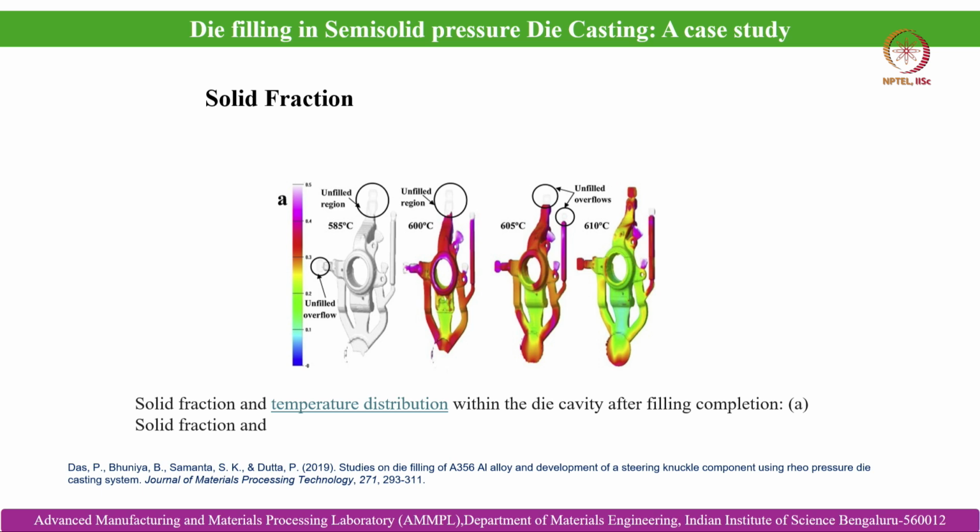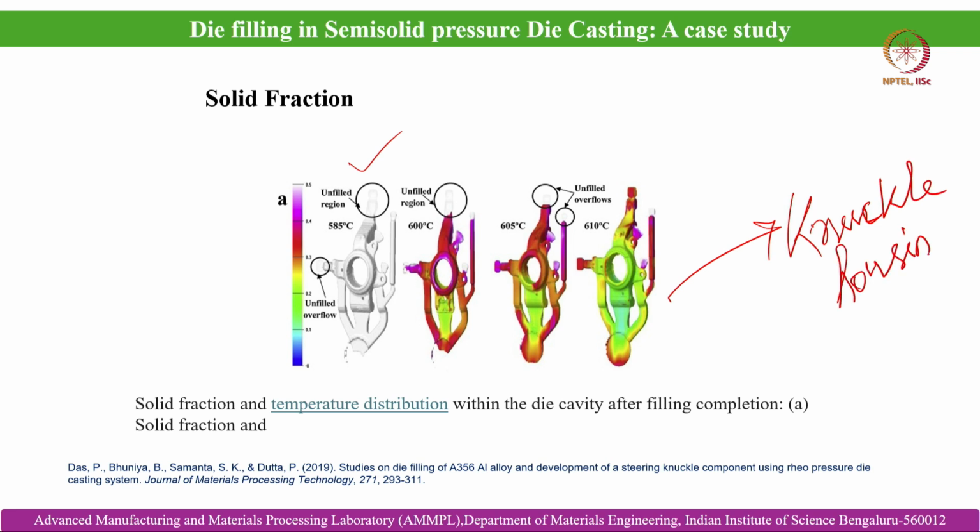So this is basically the contours of solid fraction evolution in the case of an automotive knuckle housing. It is basically a part of the steering component of the automotive engine. You can see a case of filling with 585 degrees centigrade pouring temperature, where you can see a large unfilled region which is the integral part of the component over here, and also you can see the overflows are not filled, like here.